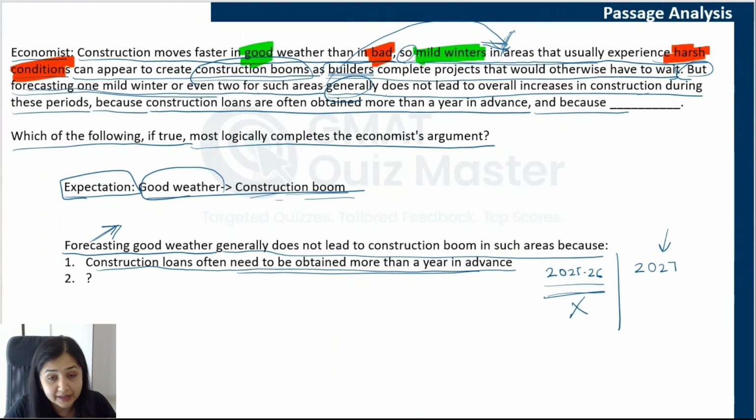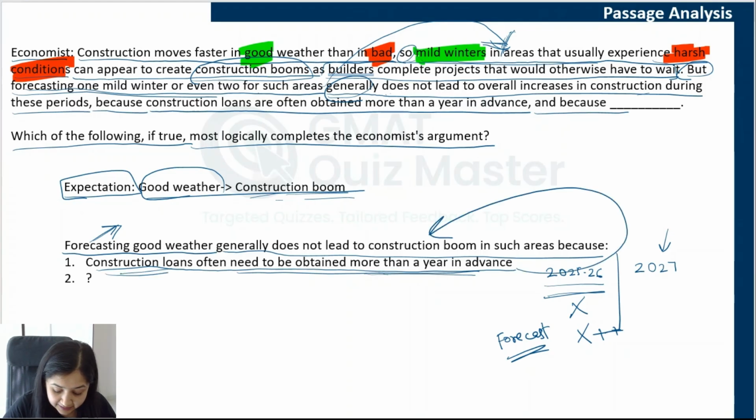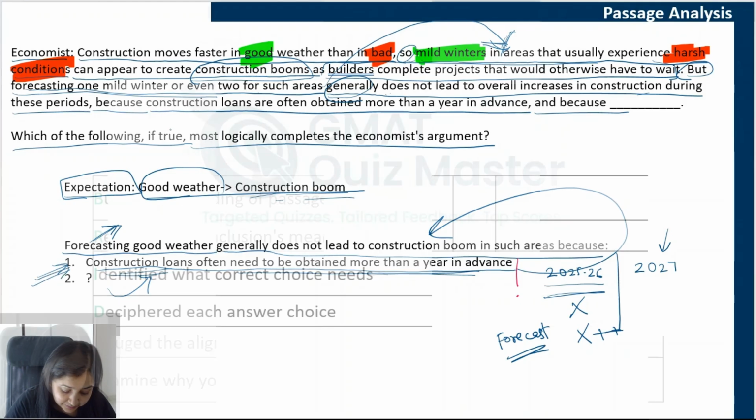If they were applying for loan X here, when they get to know that there's a forecast of good weather, they can apply for an increased amount so that all resources are available. So this reason in itself is incomplete. Now, since we have to find something that can logically complete this argument, we need to find something that can help explain this reason. So the second blank here will provide us an additional piece of information that will help explain why this is a problem.